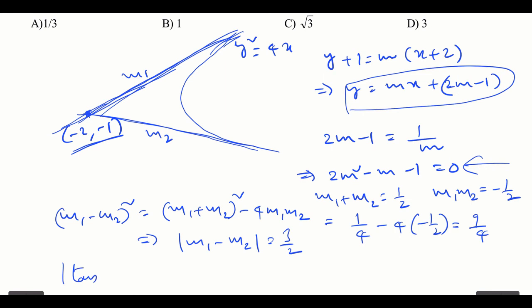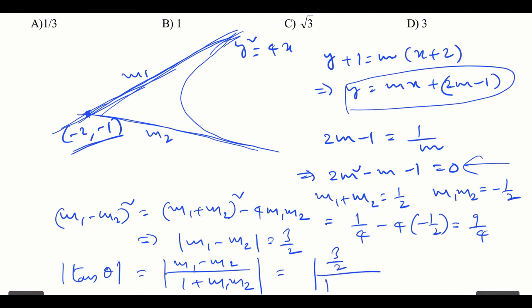Now we want mod tan theta, which is nothing but mod of m1 minus m2 by 1 plus m1 m2. Now substituting the values here, the numerator is 3 by 2 and the denominator is 1 minus 1 by 2. So I have it as 3. Therefore option D is the answer.